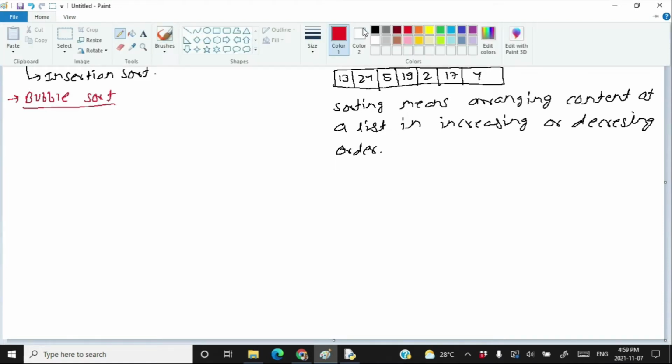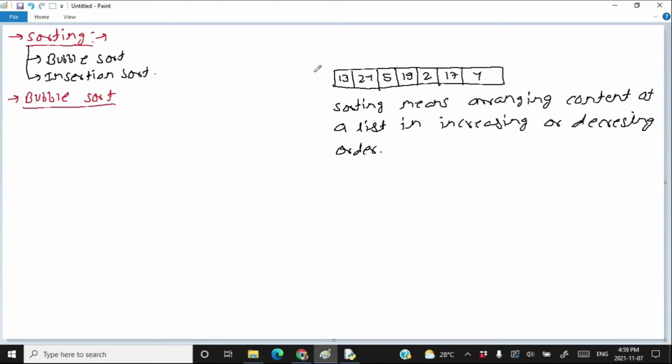Suppose that this is the list L which we have to sort. Now what you have to do is start with i is equal to 0. There is a variable i which has been initialized to 0.